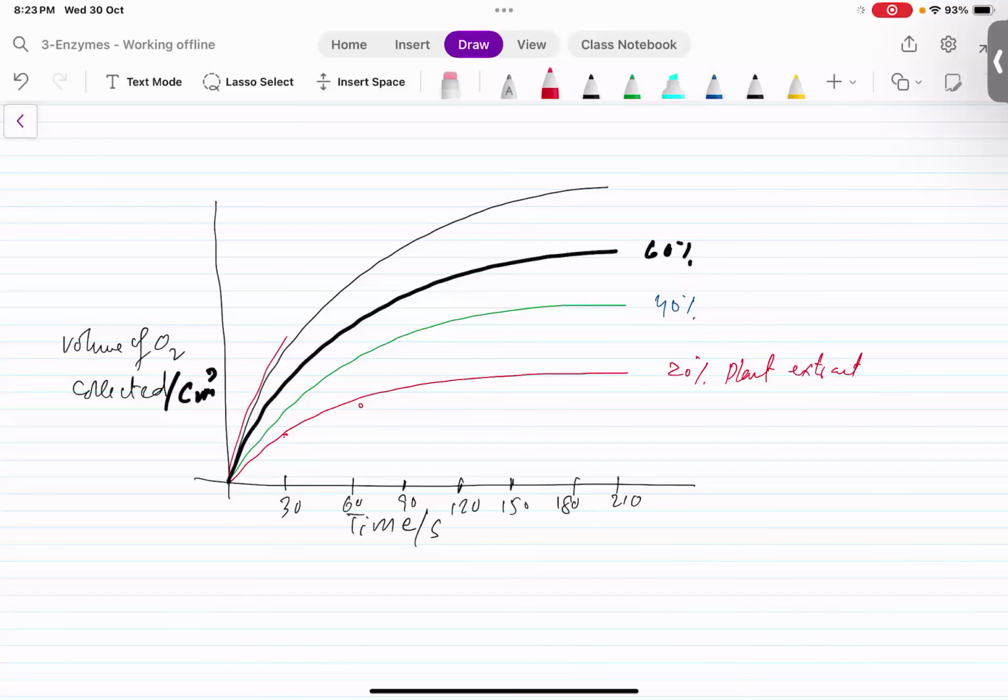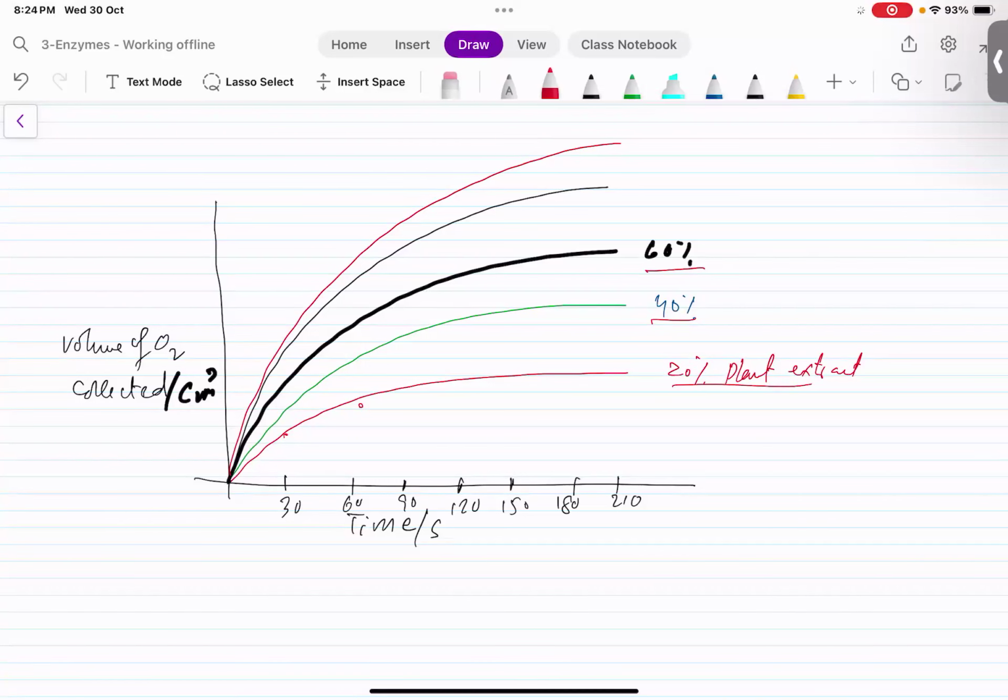And then we have at 100%. So you see, this is towards the end, after a very long time, the volume of oxygen collected will be the same, as the substrate concentration, the volume and the concentration of hydrogen peroxide, has been kept constant. The concentration of enzyme has been varied, but the concentration of substrate has not been changed.